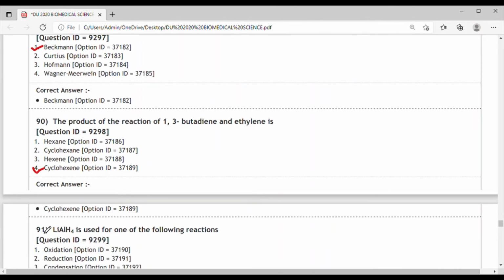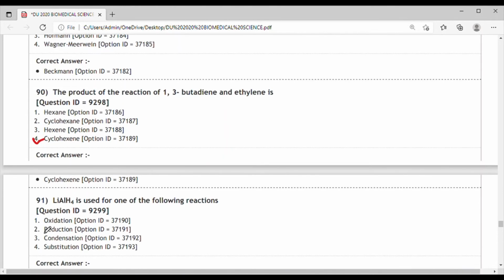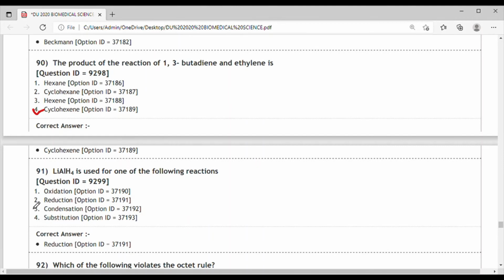Next question, lithium aluminium hydride is used for one of the following reactions: 1. Oxidation, 2. Reduction, 3. Condensation, 4. Substitution. Lithium aluminium hydride is used in the reduction reaction. So the correct answer for this is option 2.